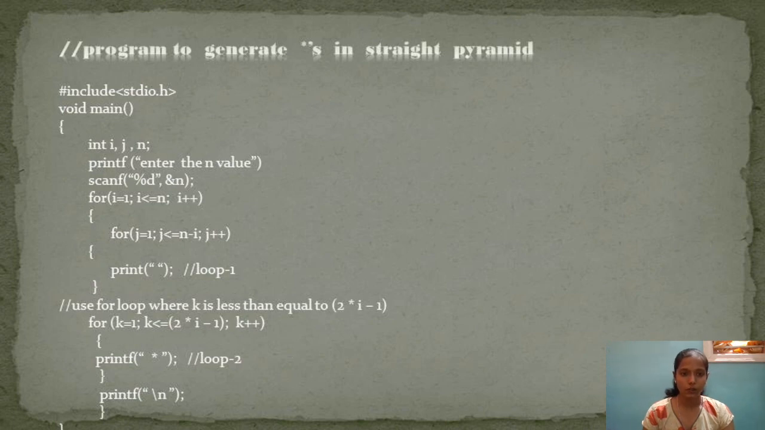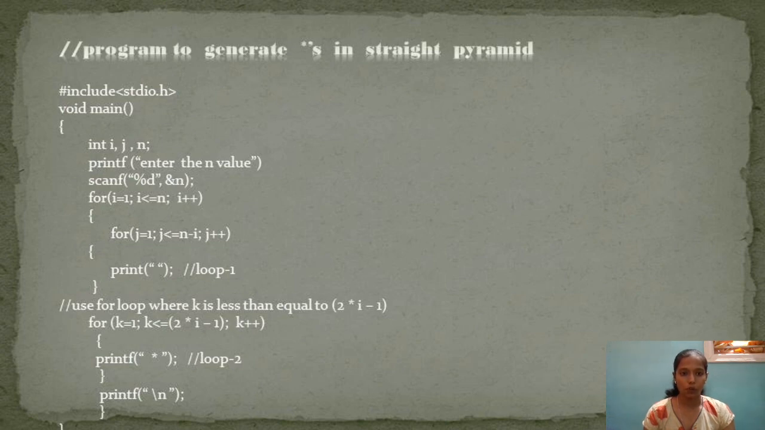For j is equal to 1, j is less than or equal to n minus i, and j increment. Here the j increment helps to increase the value of j. And next comes the printf statement, that is printf space. Here the printf statement helps to print spaces in the program, and this ends the loop 1.